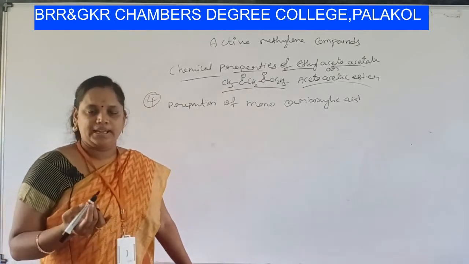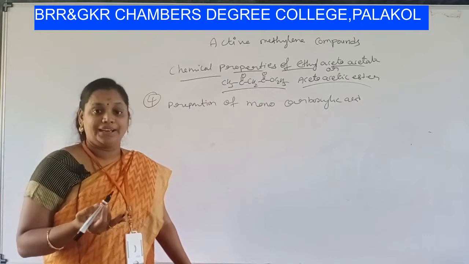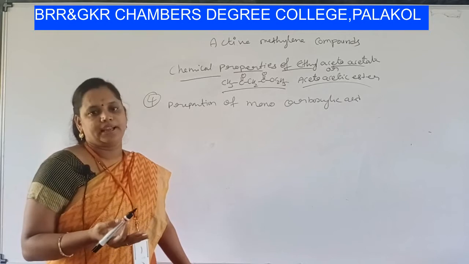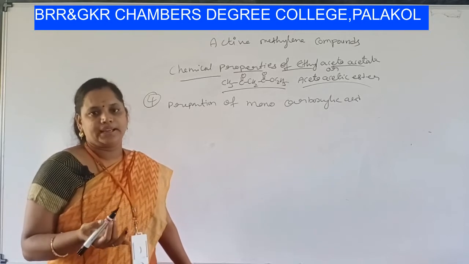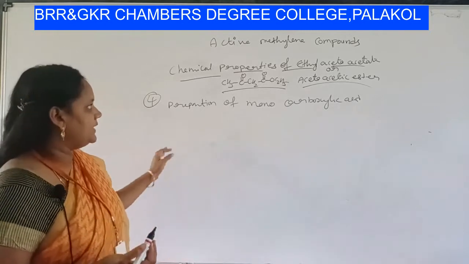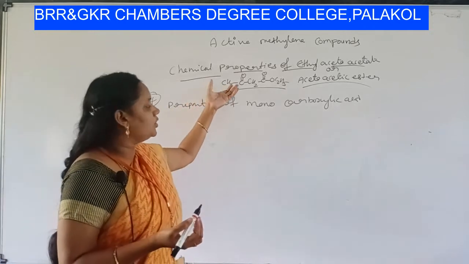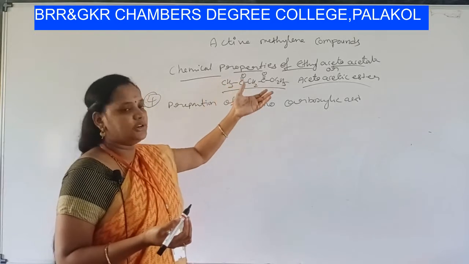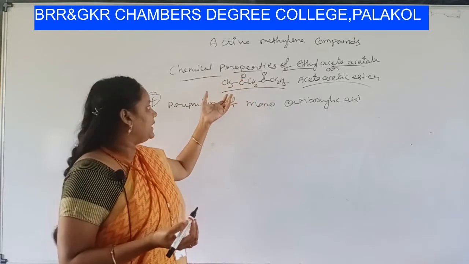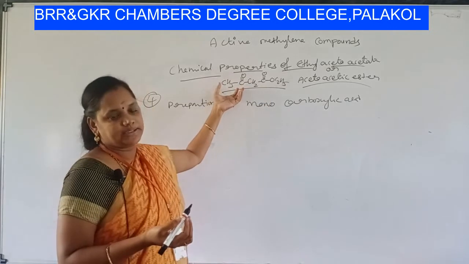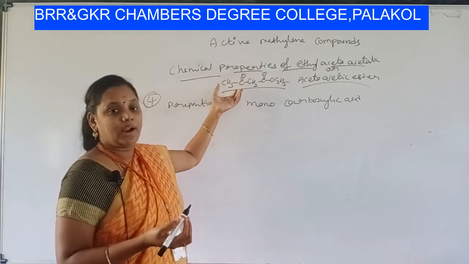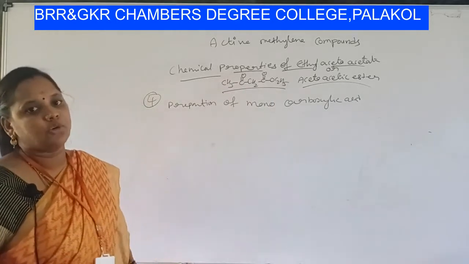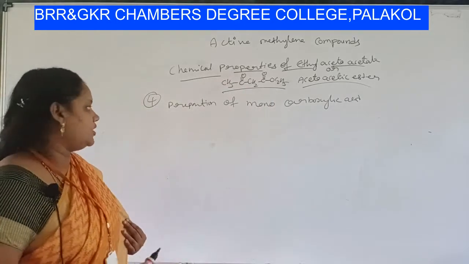First, we will prepare acetic acid. Next, valeric acid according to your syllabus. And finally, butyric acid. Acetic acid, valeric acid and butyric acid. For this, we have to take monoalkyl derivatives or dialkyl derivatives of acetoacetic ester. We cannot take ethyl acetoacetate or acetic ester directly. We have to take monoalkyl derivatives or dialkyl derivatives to prepare our required monocarboxylic acids.